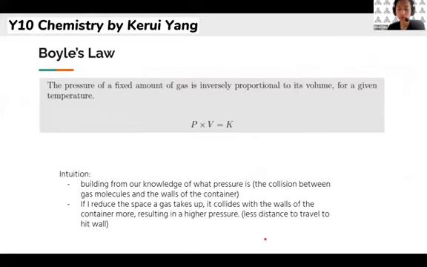So remember, pressure is the collision between the walls of the container and the molecules of gas, right? So if I reduce the space that the gas takes up, it will collide with the walls of the container more, and that results in a higher pressure. So I have a bit of a demonstration for you guys.